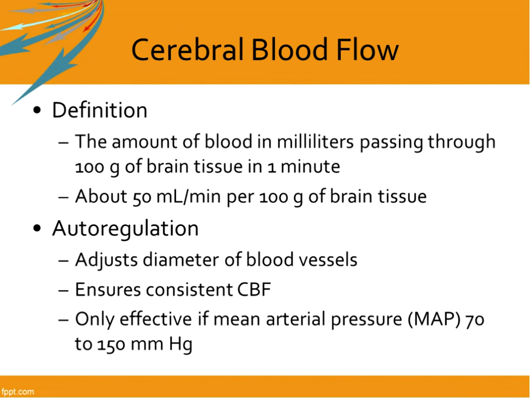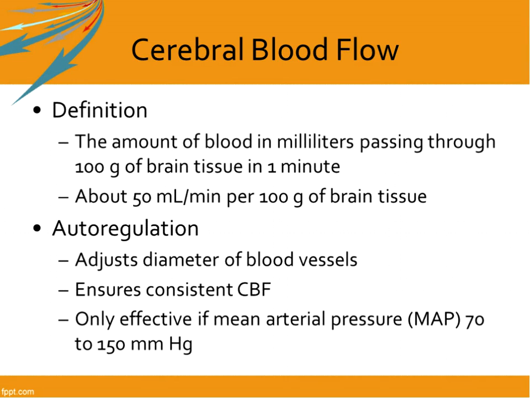So as far as cerebral blood flow, this is the amount of blood that passes through 100 grams of brain tissue in a minute. Another way to think about that is 50 milliliters per minute. It's important that we maintain the blood flow to the brain because the brain requires a constant supply of both oxygen and glucose. The brain uses about 20% of the body's oxygen and about 25% of its glucose. So we've got to constantly be feeding that brain tissue.